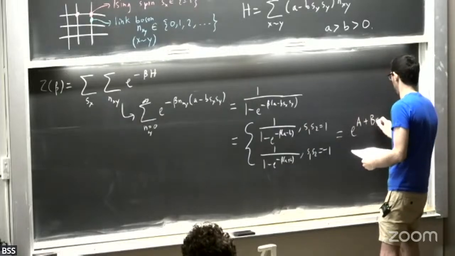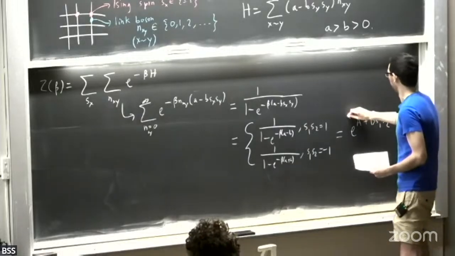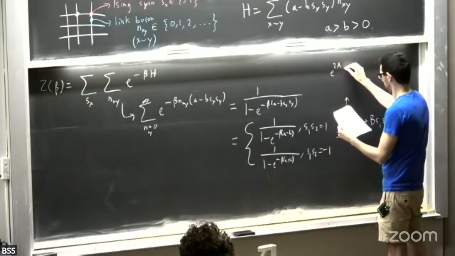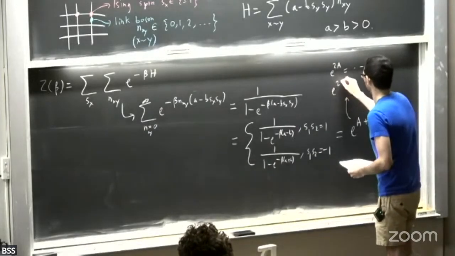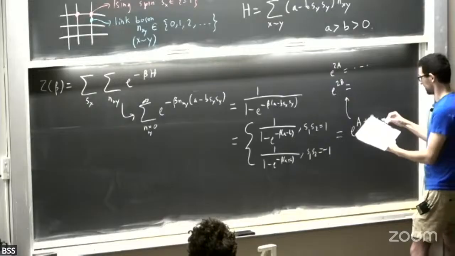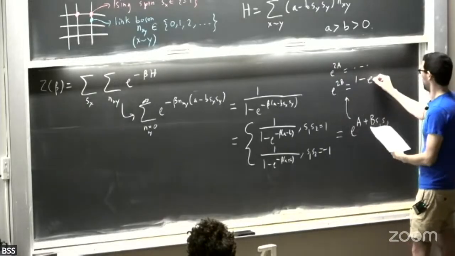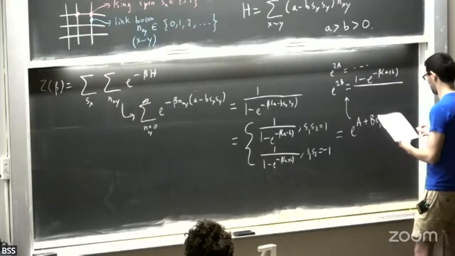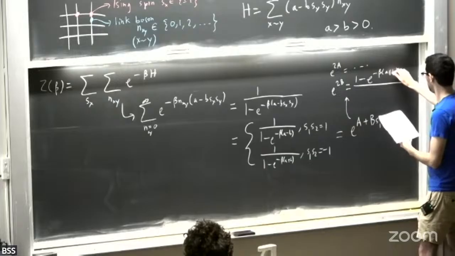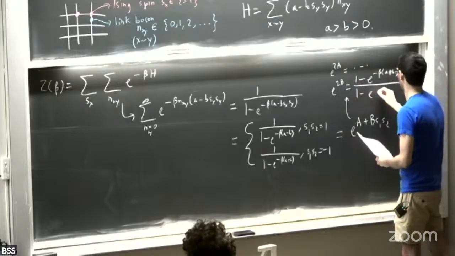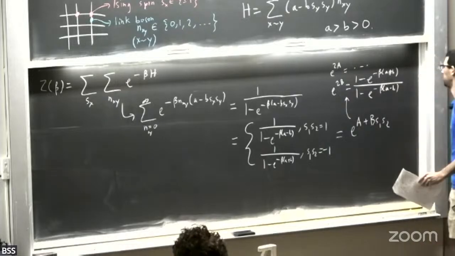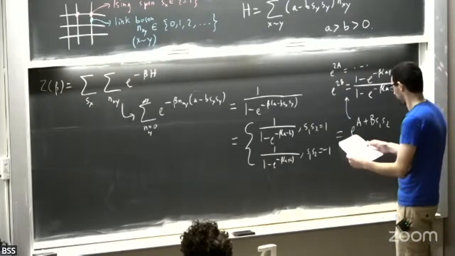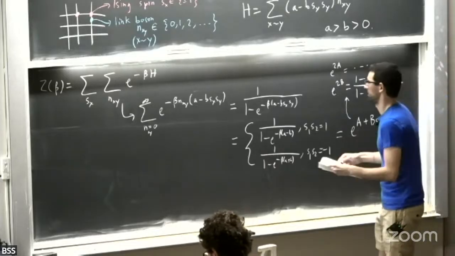A plus B, S1 S2, where these parameters A and B are defined as follows. Well, okay. Let me save 20 seconds by only writing down B. So there we go. So now you see the point.